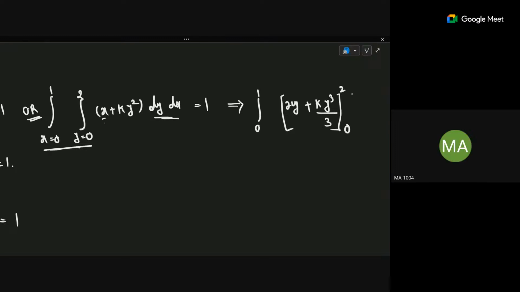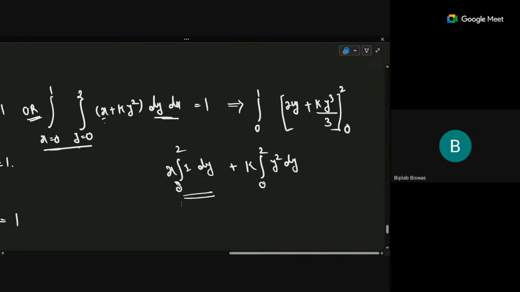Why is it? Because x is constant, so you keep x outside and integrate 1 with respect to y from 0 to 2 dy. Again, k is constant, integral 0 to 2 y square dy. So I think you missed this part, that this will give you xy. Right. Okay.